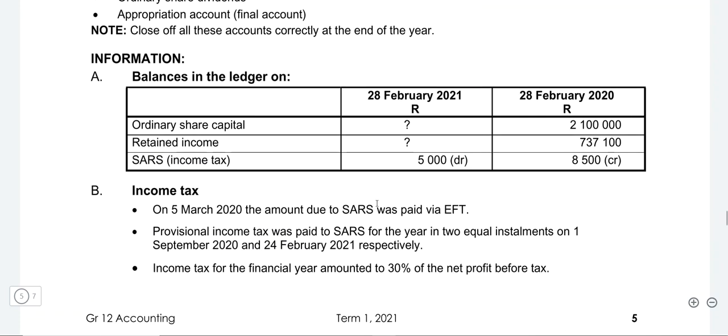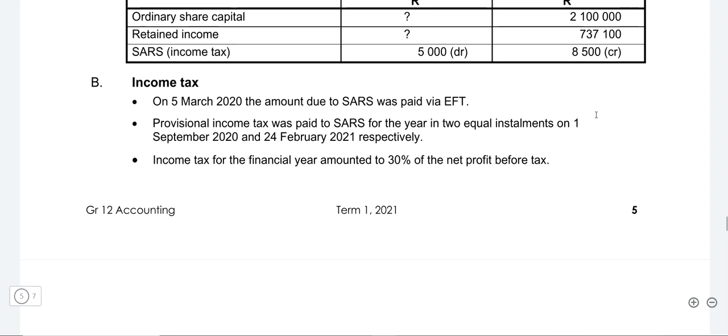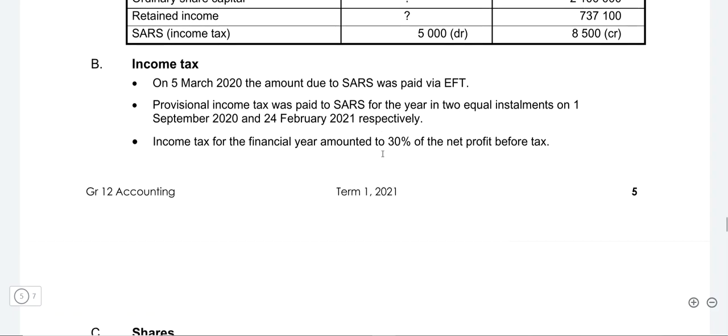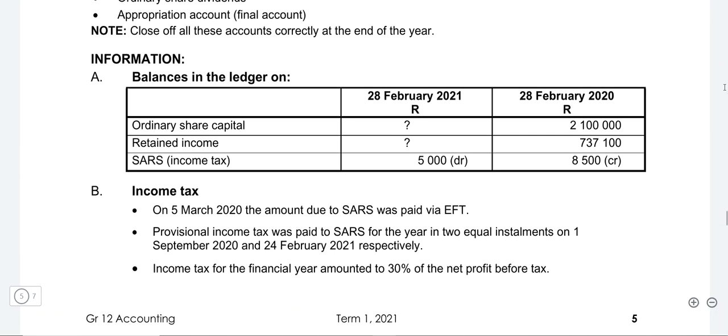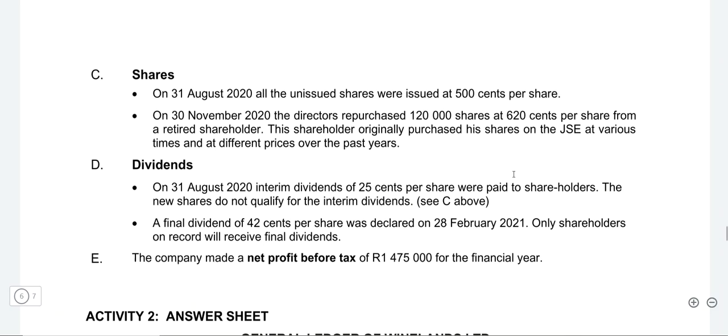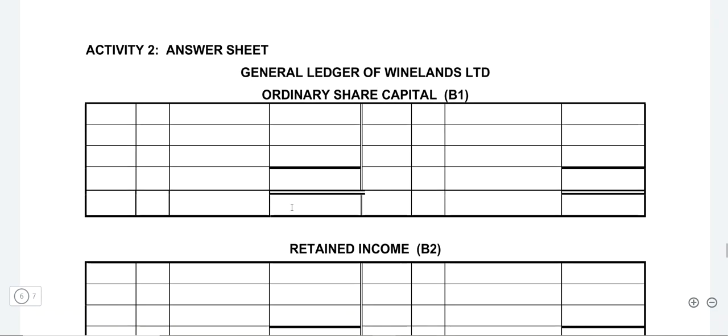So here's the information. We are given the opening balances for our ordinary share capital, retained income, and also SARS income tax. So what you need to do is make sure that you always start by inserting your opening balances. So we are going to start with what we're given. Our opening balance for our ordinary share capital is 2,100,000. So I'm going to start with that. Remember, when we write this, we say 2020, March the 1st.